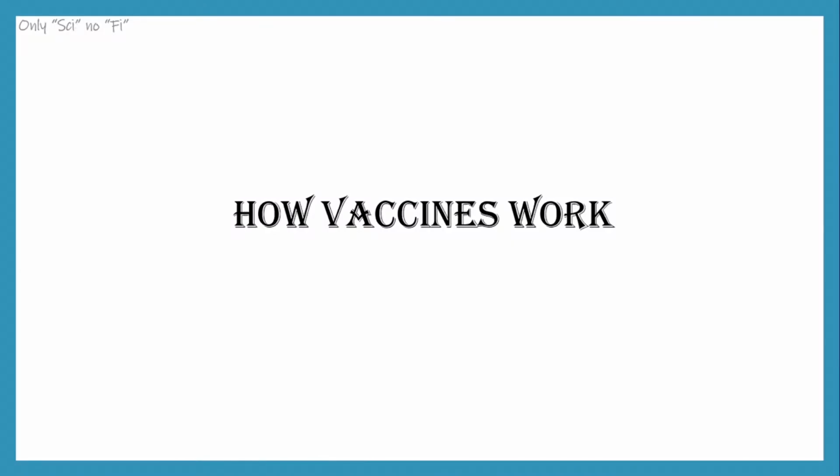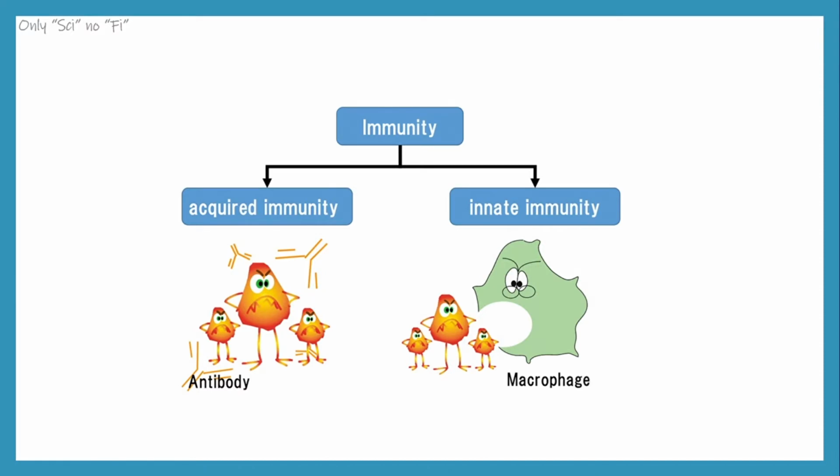So in this video I'll be talking about how vaccines actually work. So without wasting any time, let's get to the point. In the previous video I had mentioned immunity. Immunity consists of innate immunity as well as acquired immunity. Vaccines are the ones which involve acquired immunity in their action. So let's see how it works.